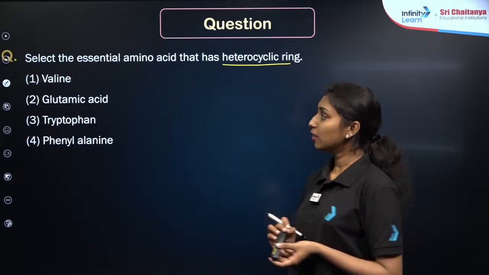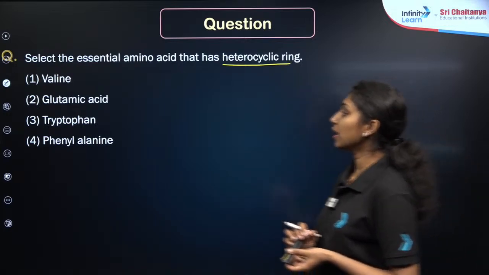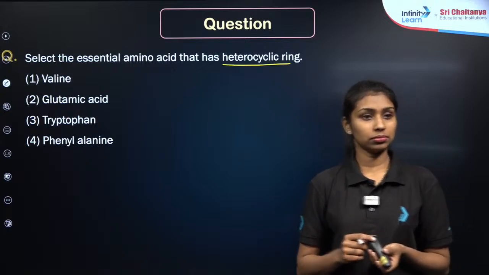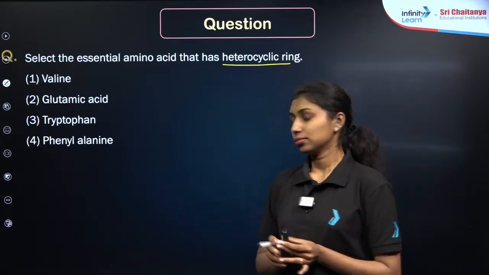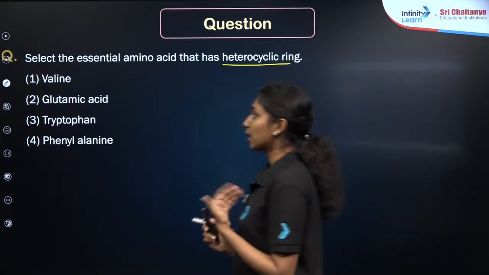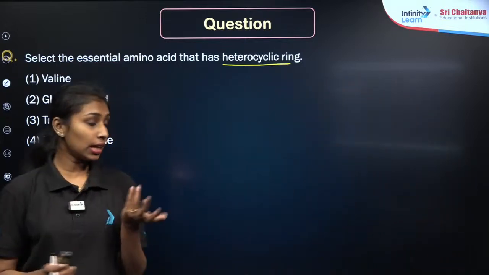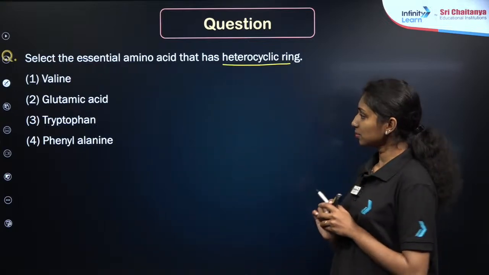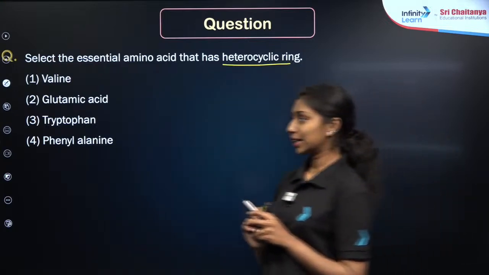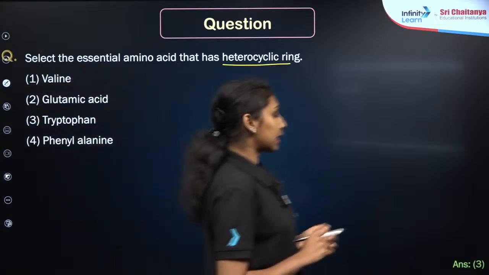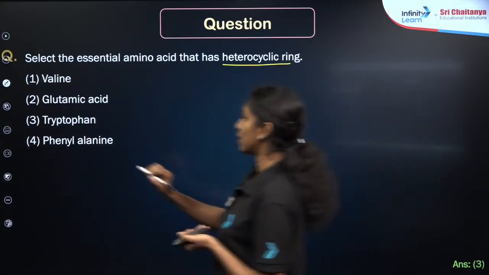Already options are given here: valine, glutamic acid, tryptophan and phenylalanine. Just recall the structures of amino acids. Which one contains a heterocyclic ring other than the benzene ring here? Option 3, right? Yes, option 3 is the correct answer. That is tryptophan. Yeah, you are correct.